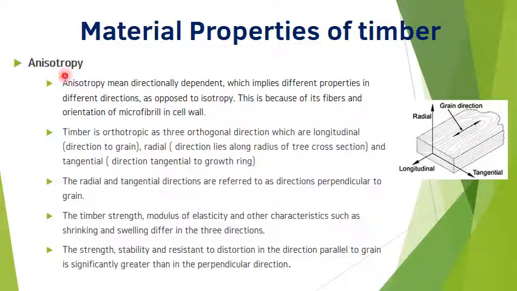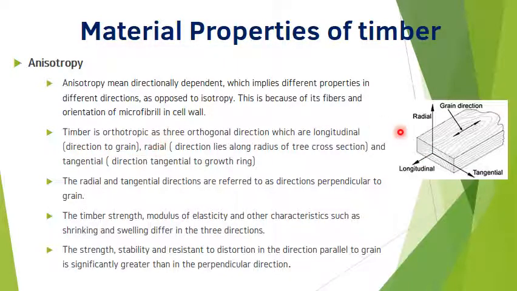Timber is an anisotropic material, meaning directionally dependent, which implies different properties in different directions. This is because of its fiber and the orientation of microfibril in the cell wall. Timber has three orthogonal directions, which are longitudinal. This is the direction of the grain.